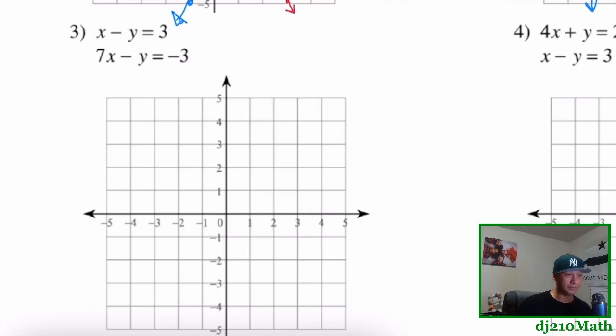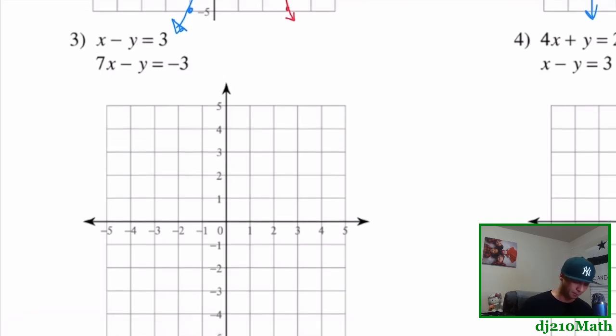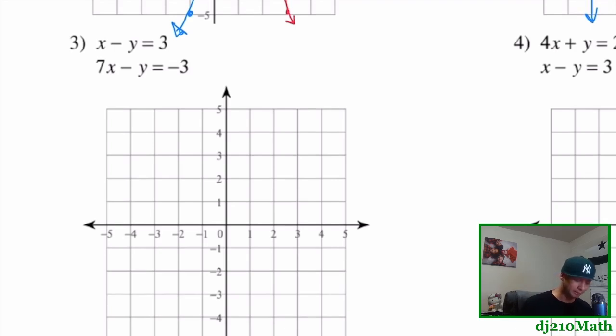All right, the top is x minus y equals 3. I want y by itself. So I'm going to add y and subtract 3 from both sides. I'm doing this simultaneously. Cancels, cancels. So we're going to get x minus 3 is equal to y. That is our y equals mx plus b format. And the y-intercept is -3. Slope is 1 over 1.